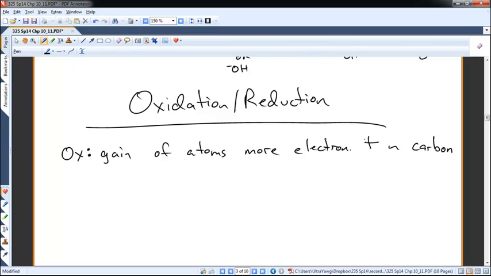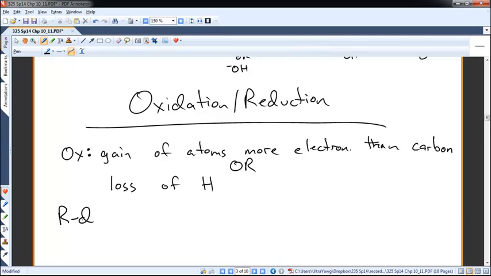I don't know why that, whatever, more electronegative than carbon. Okay. Another way to put this is to say, or you can consider oxidation to be a loss of hydrogens. So you have two ways to look at oxidation. You can look at the atoms that are more electronegative than carbon, like bromine and chlorine, or oxygen even. Or you can look at the hydrogens and say, did carbon lose hydrogens, or did it gain hydrogens? Two sides of the coin.